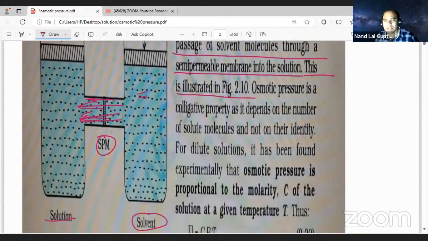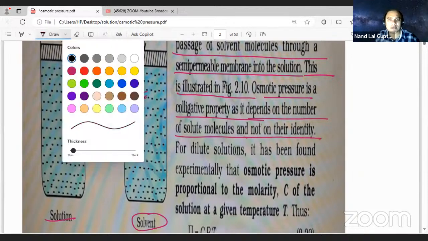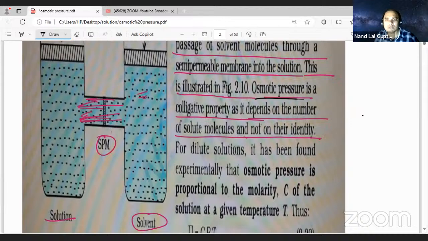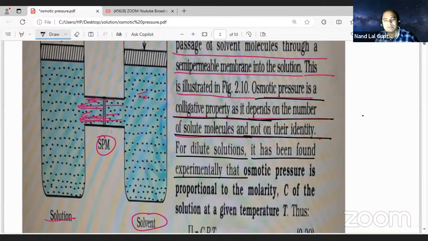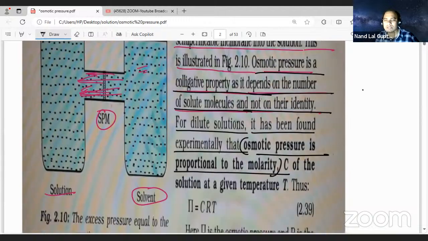Now, osmotic pressure is a colligative property, as it depends on the number of solute molecules and not on their identity. See, students, for dilute solutions it has been found experimentally that osmotic pressure is proportional to molarity.